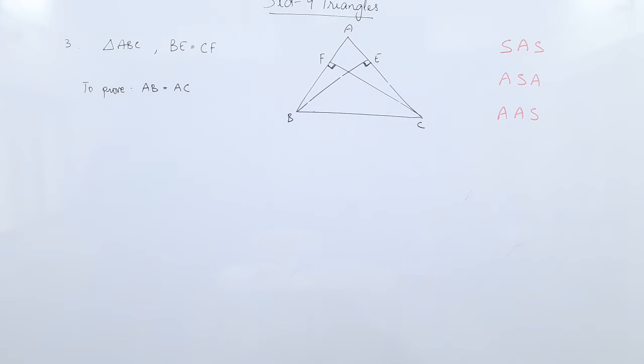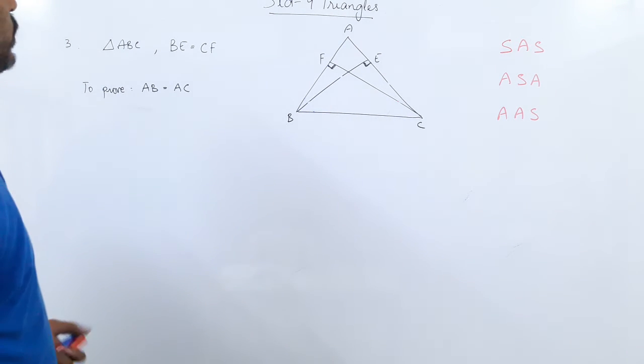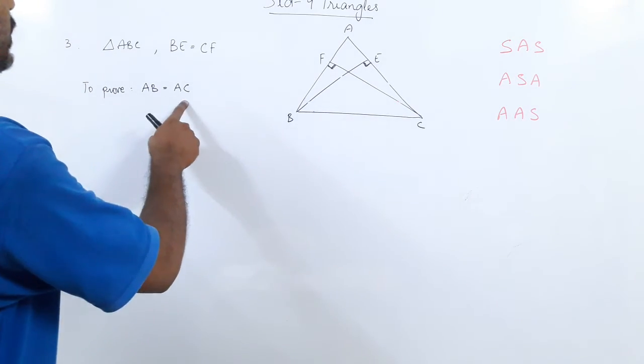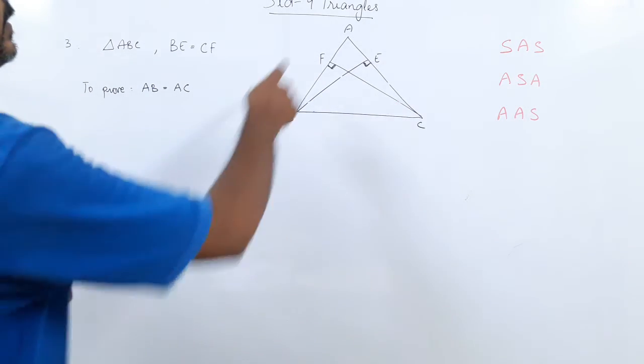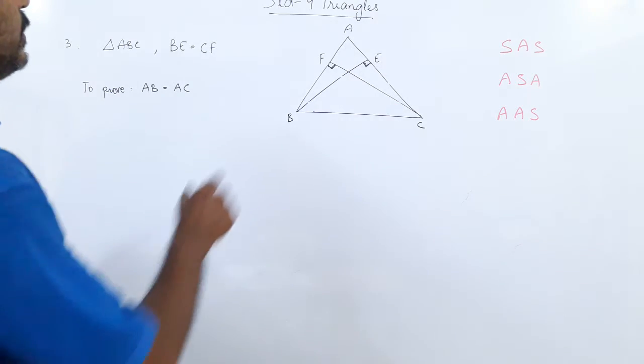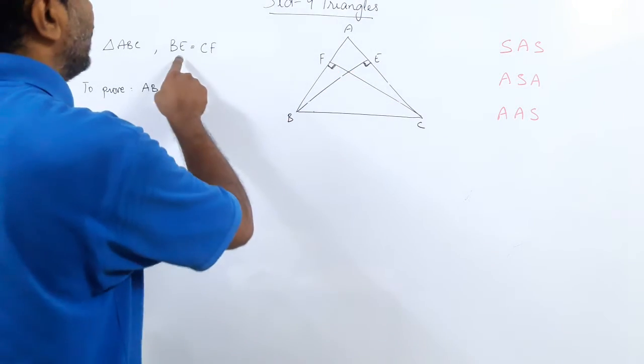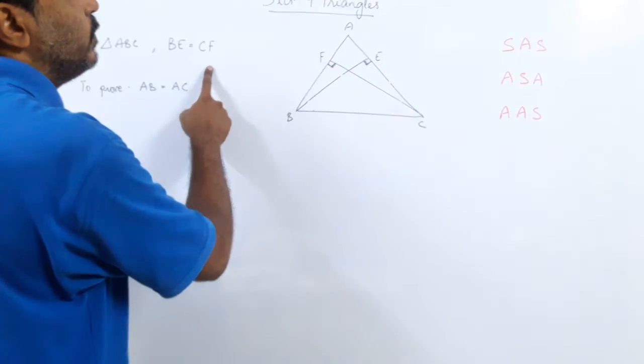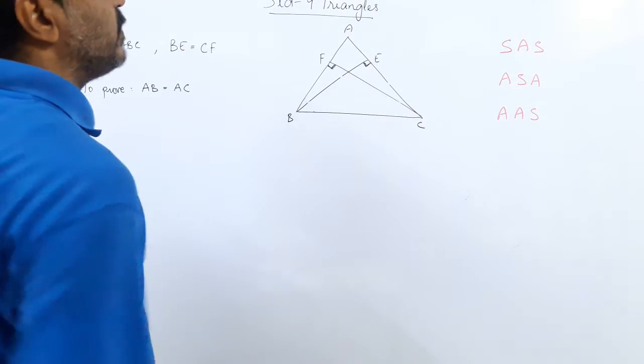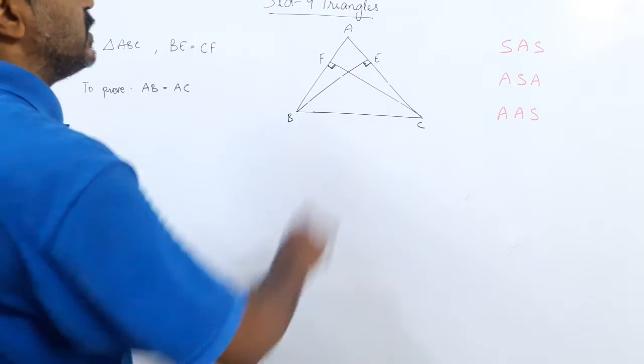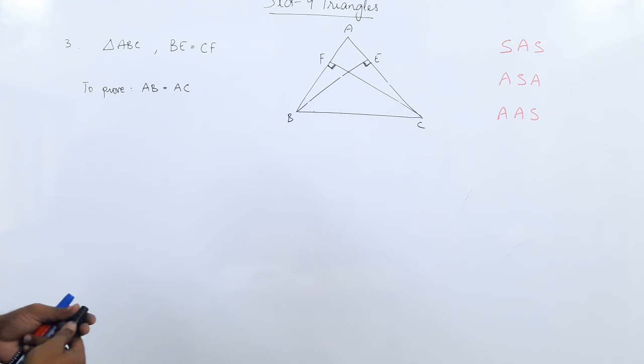So if you have thought of it, what will you do now? We have to prove AB equal to AC. What are we only given? Triangle ABC, BE is equal to CF. But like I told you the problem, they are not the sides of the same triangle, so we cannot say the opposite sides are equal. But first we'll choose the triangle.